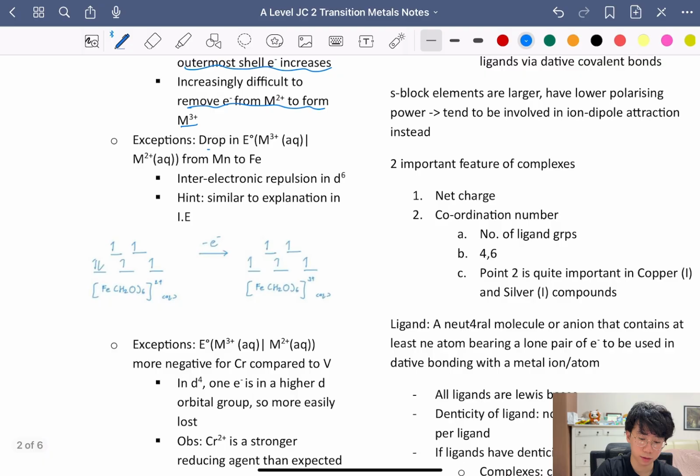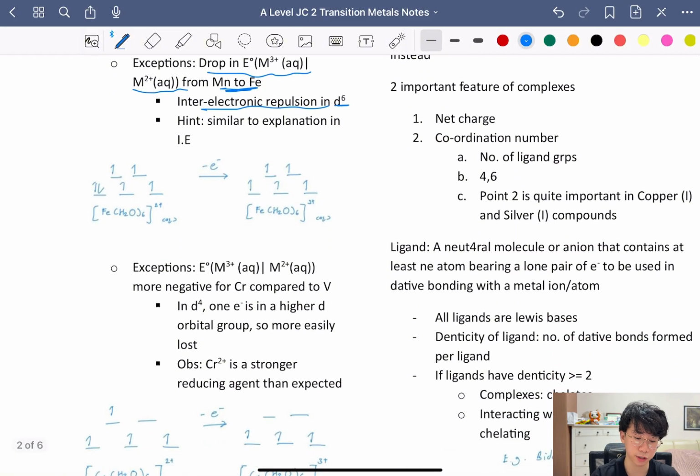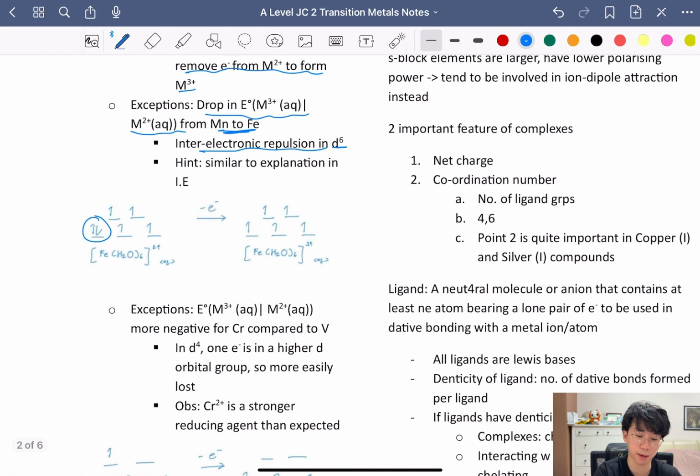The drop in E0 from M3+/M2+ from Mn to Fe is attributed to the interelectronic repulsion in d6. And hint, this is actually a similar explanation to your ionization energy concepts in atomic structure as well. So here's a diagram over here. You see that because of this paired electron over here, it's actually facing some interelectronic repulsion. So it's actually easier to lose this electron compared to the electron in Mn.